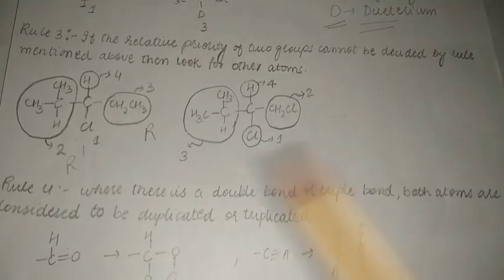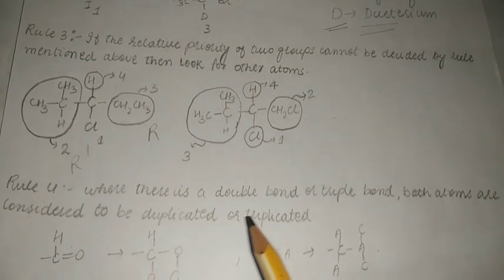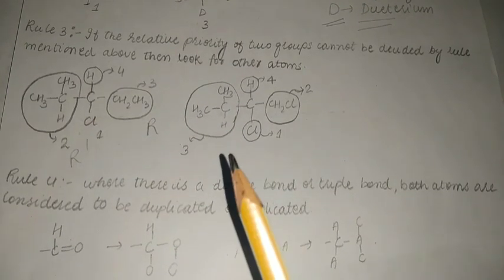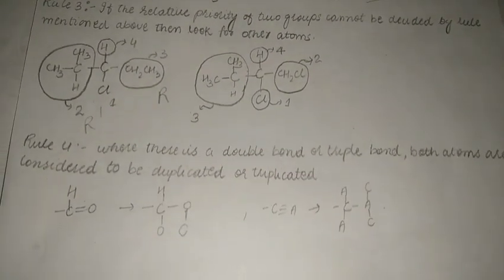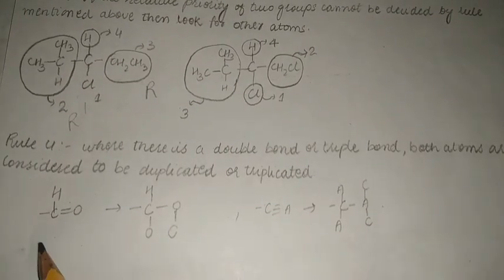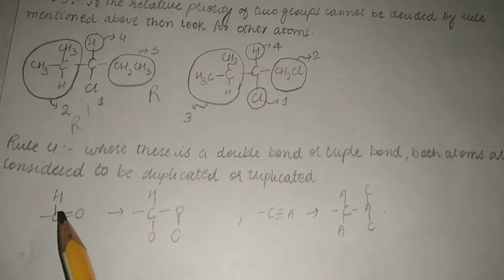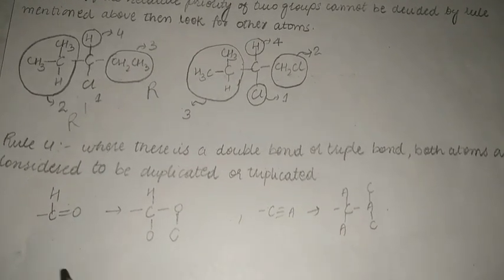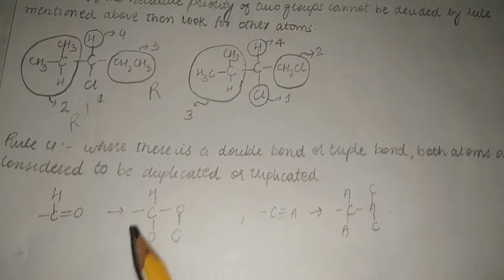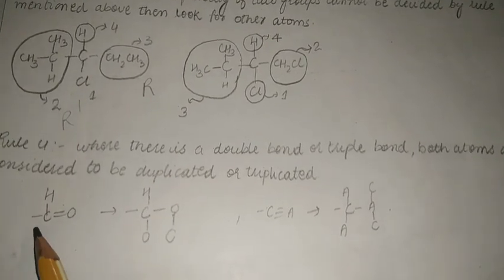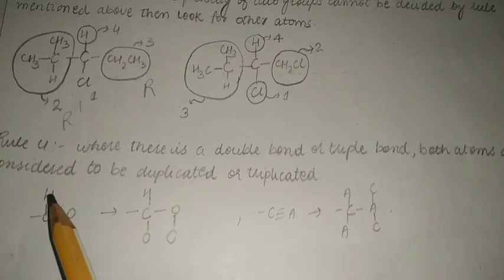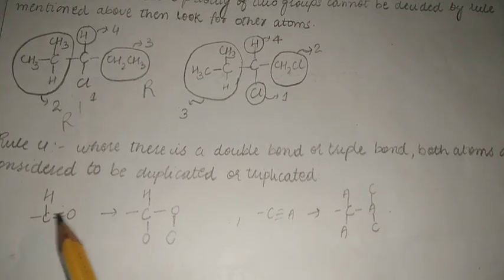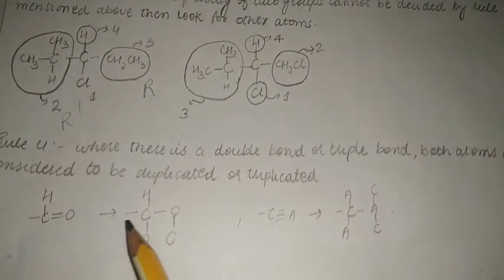Now rule number 4. What does it state? If there is a double bond or triple bond, both atoms are considered to be duplicated or triplicated. So what does this mean? If we consider this aldehyde functional group, it is attached to double-bonded O and H. So we can break it into 2 parts. First, this carbon is attached to hydrogen and whatever functional group it may be, then it is directly attached to oxygen.